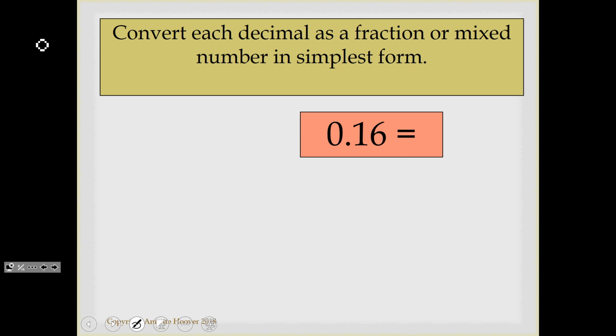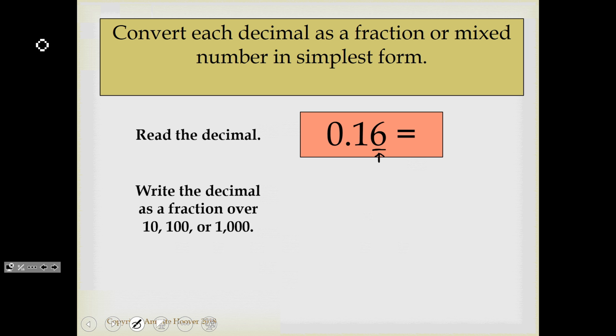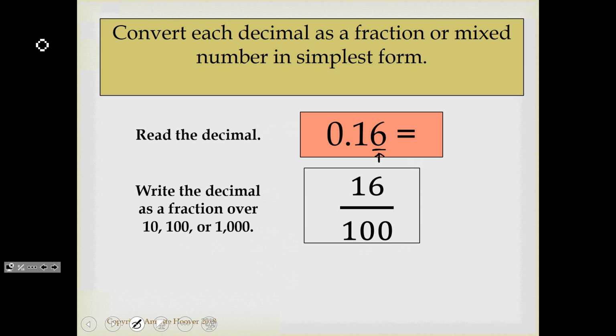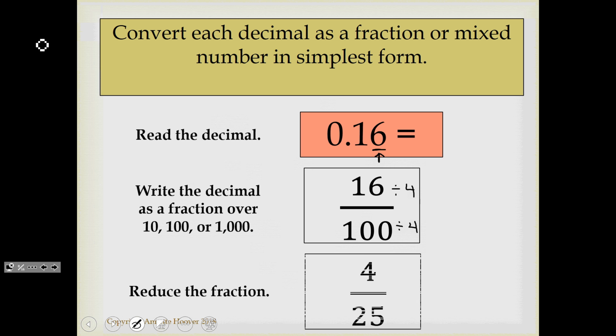Here we have 2 digits in the decimal. This last one is in the hundredths place, so we say 16/100ths. So when we write the fraction for that, it is 16 over 100, or you read it 16/100ths. Both of those numbers are divisible by 4, so when you simplify it, it would become 4/25.